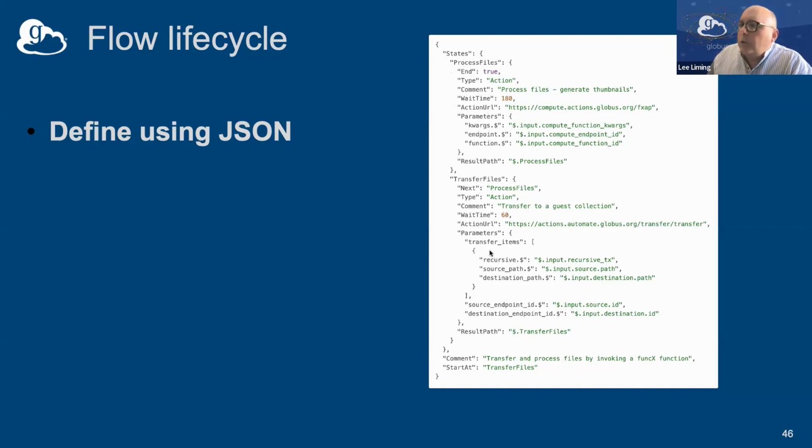So basically, you just write the flow in JSON, and we have lots of examples for you, Jupyter notebooks and sample flows that you can see in the Globus service itself. It looks kind of complicated, but we'll go through this and you'll see it's actually pretty easy.